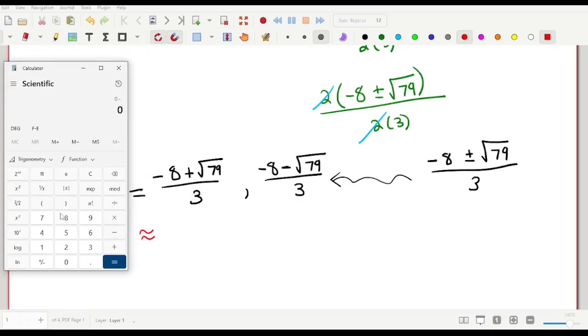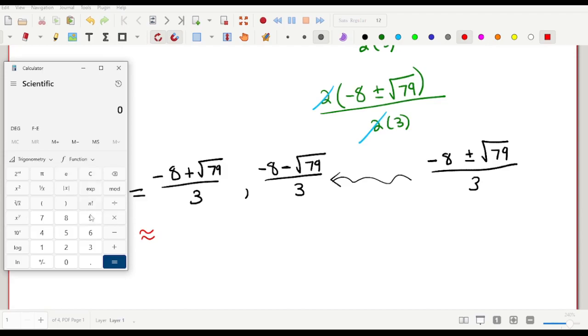We're going to try. -8. How do I just make a negative? Oh, there it is. -8. Okay, 8 negative. I guess that's what they want me to do. 8 negative plus 79 square rooted. There we go. -8 plus the square root of 79. So we've got to do it backwards. Divided by 3. Oh, wait. Order of operations here. I don't know how this calculator works, so I don't know if they did it right.